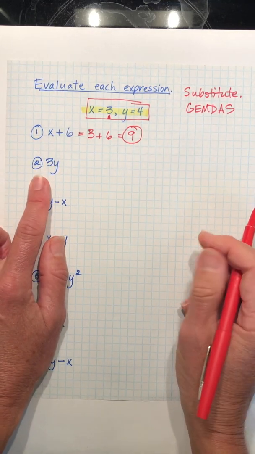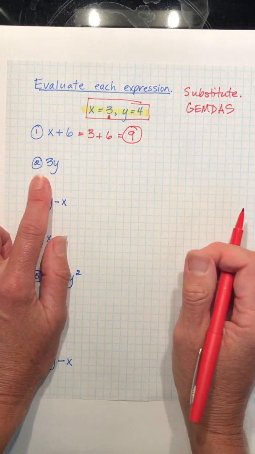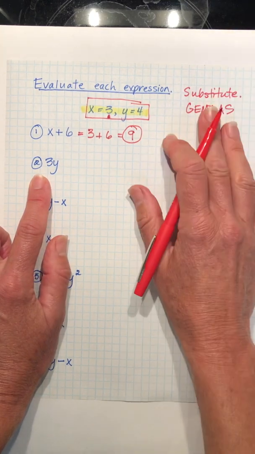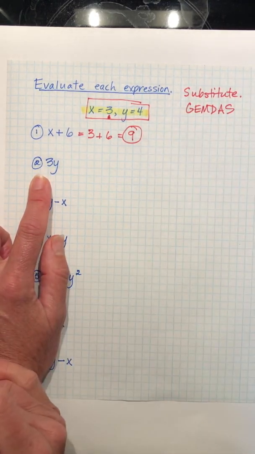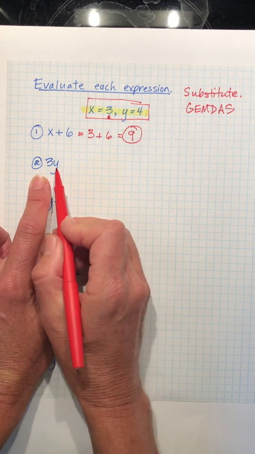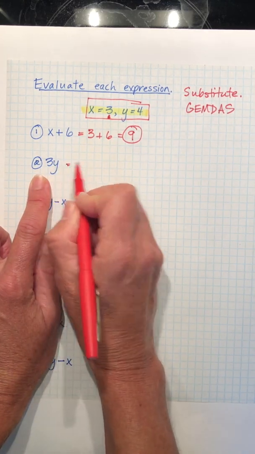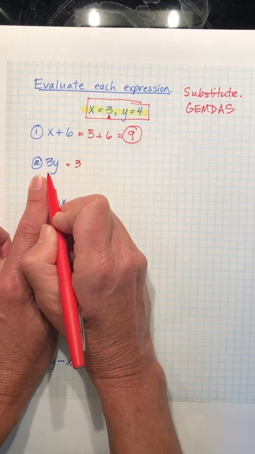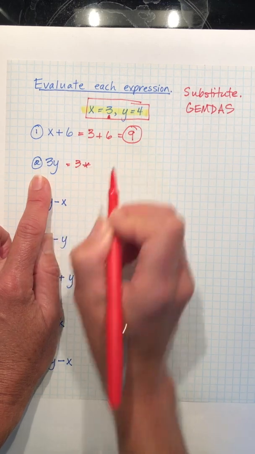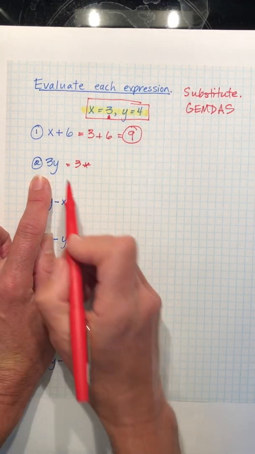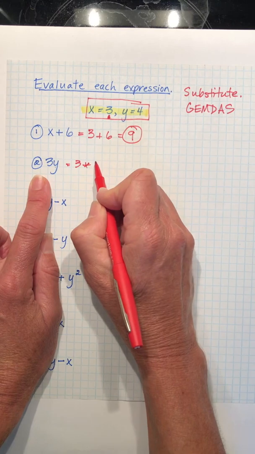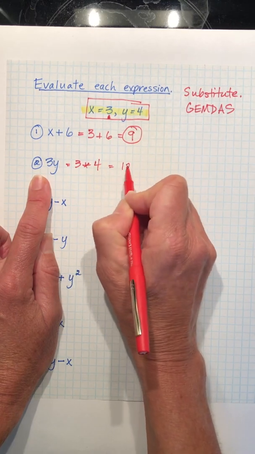And again, just pause the video anytime you need to get yourselves caught up, because everything that I write, you're going to write too. All right, now we've got 3y. So this will equal 3. Remember, 3y means 3 times y. And y equals 4. So now we have 12.